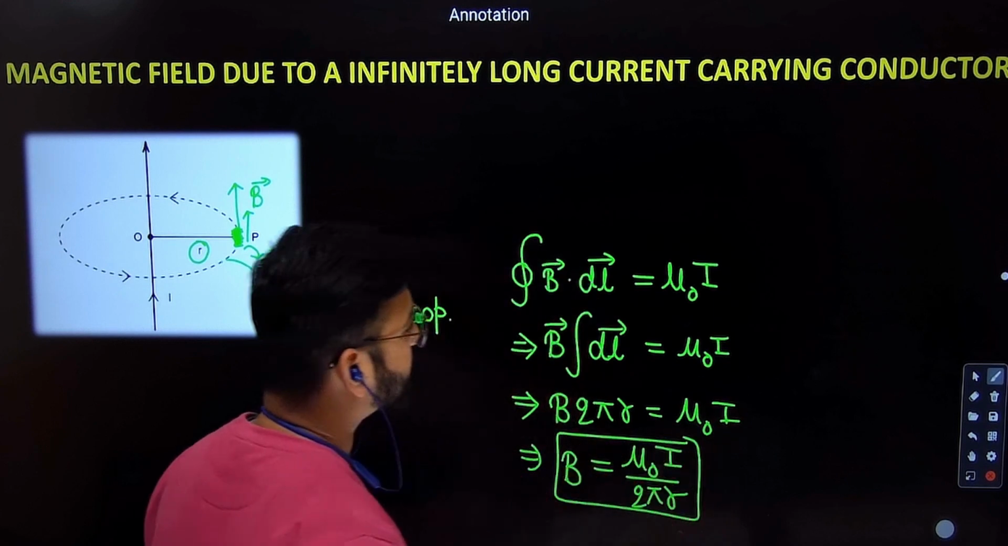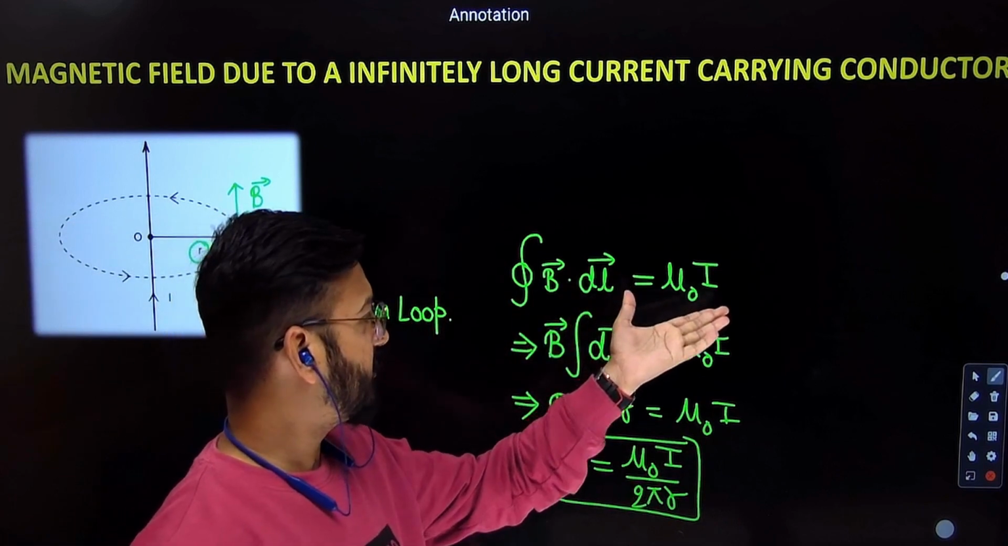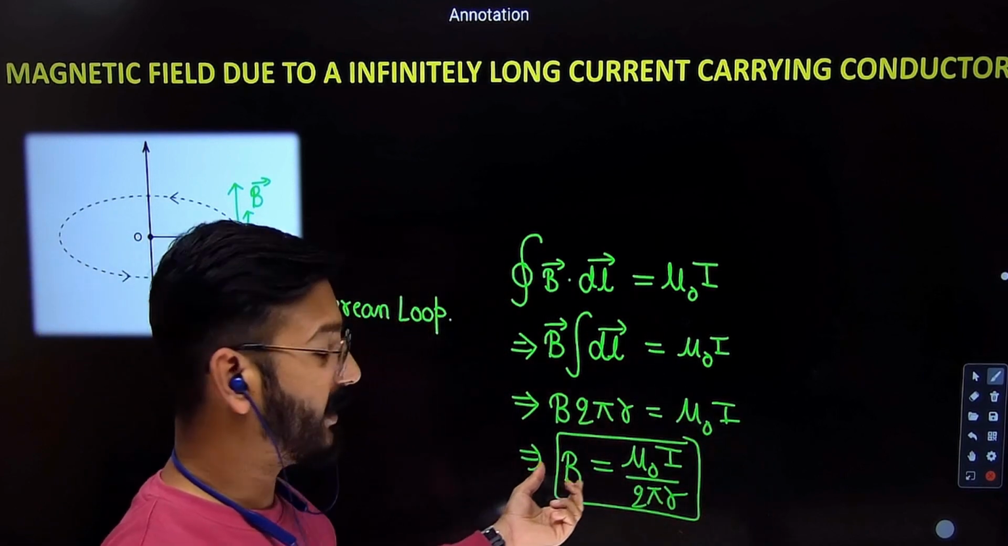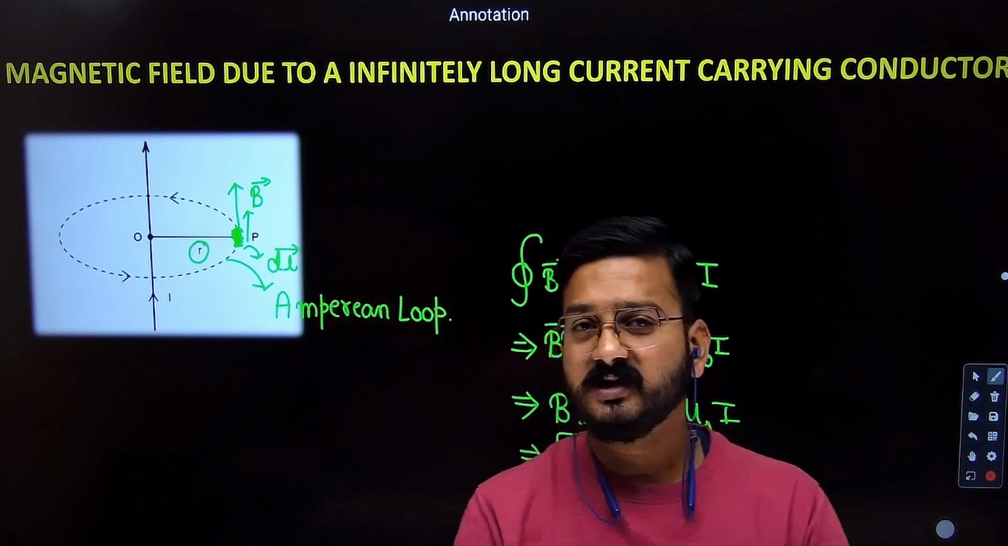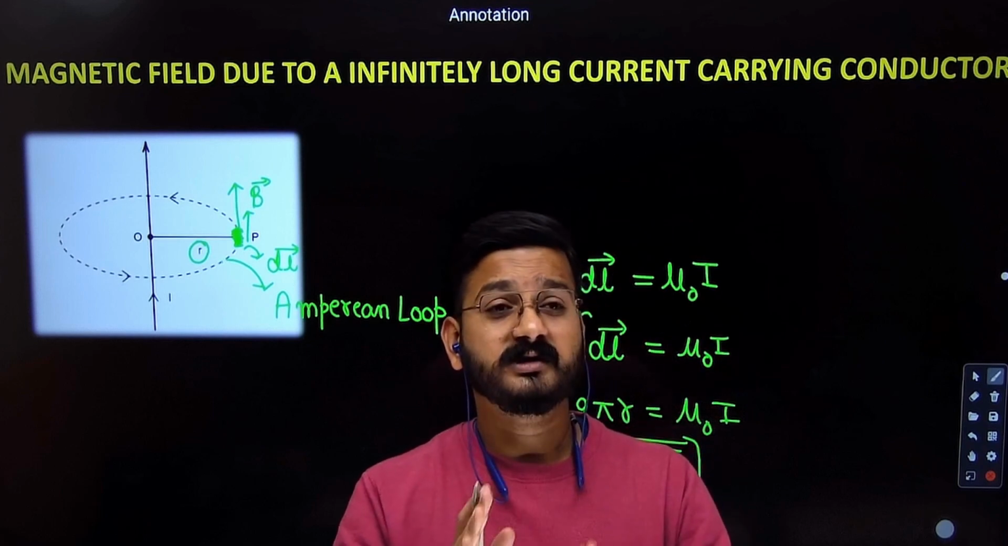As you can see, by using a very simple equation, that is B dot dl equal to mu naught I, within 10-15 seconds you can derive the magnetic field due to an infinitely long current carrying conductor. Now let's take a very interesting question on this topic, which will make sure that your concepts are perfectly clear.